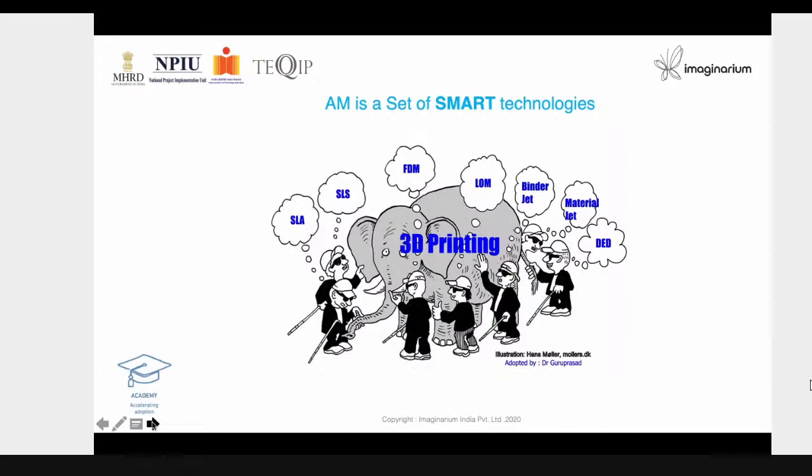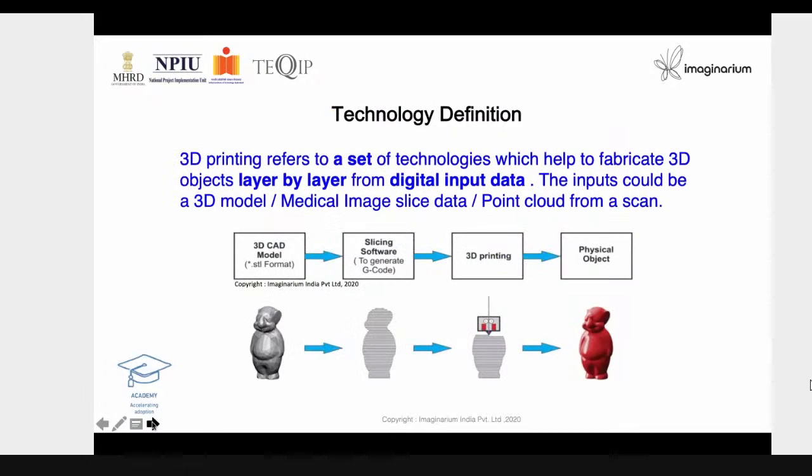Okay, so let us see the definition of 3D printing then. So 3D printing refers to a set of technologies. So it is not just one, okay? And what exactly it does, it fabricates a 3D object. Very important. It is a 3D entity which you can hold in hand. And it does this using digital input data. So data has to be digital. And how it will build: layer upon layer.